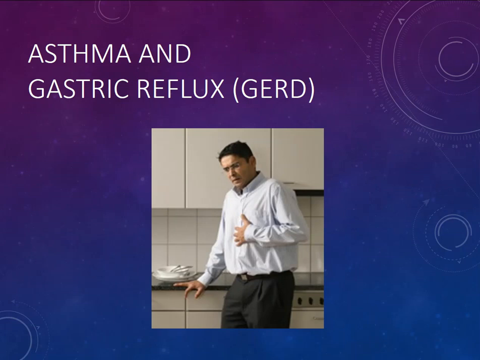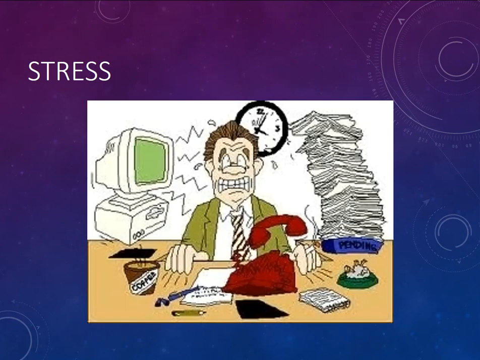Asthma and gastric reflux, also known as GERD. GERD is another potential trigger. The stomach acid triggers hyperresponsiveness when it enters the esophagus, and that can trigger a nerve reflex causing shortness of breath. Excess stress can also provoke an asthmatic episode.